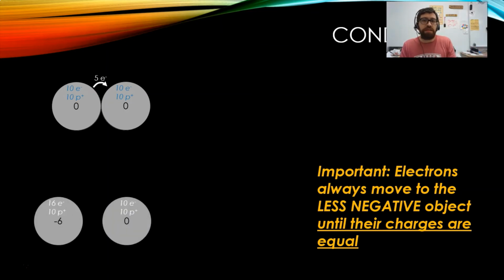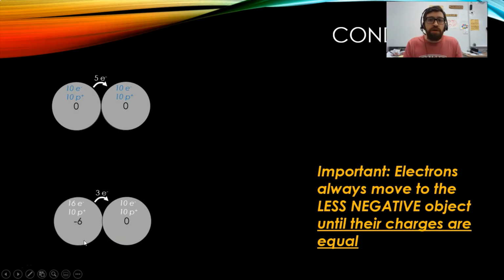So for instance, let's take this one. We have a -6 on the left because there are 6 more electrons than protons. We have a neutral object on the right because there's an equal number. When we touch these together, predict where the electrons are going to go. Hopefully you predicted that they'll move to the neutral object. Now, I didn't say they're going to move to the neutral object, but in this case, the neutral of these two is the less negative object. Obviously, 0 is less negative than -6.